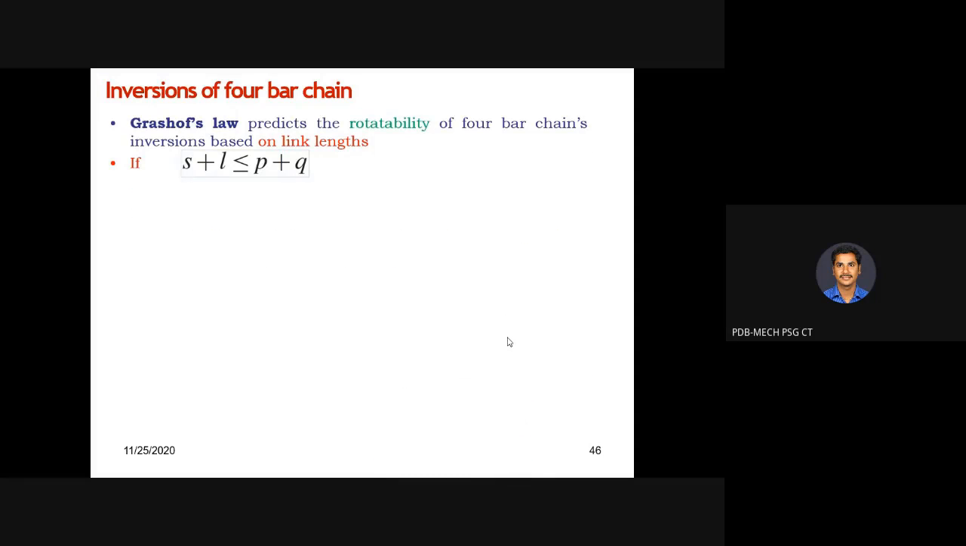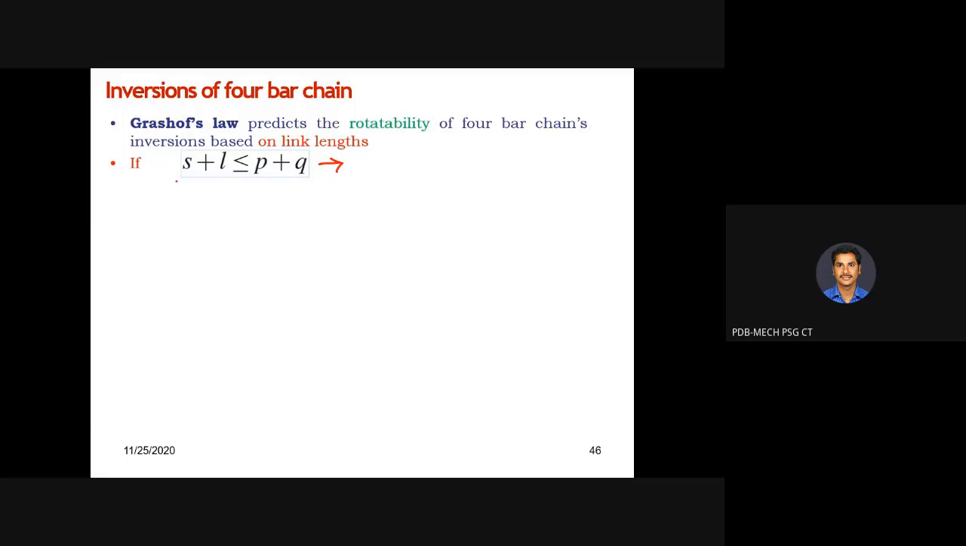So we are going to use some laws to predict the rotatability conditions of the links used in a 4-bar mechanism, which indicates that S plus L should be less than P plus Q. Only if this condition is satisfied can I attain a complete rotation of the crank, or at least one of the links. This means that the sum of the shortest and longest link lengths should be less than the sum of the lengths of the other 2 links.